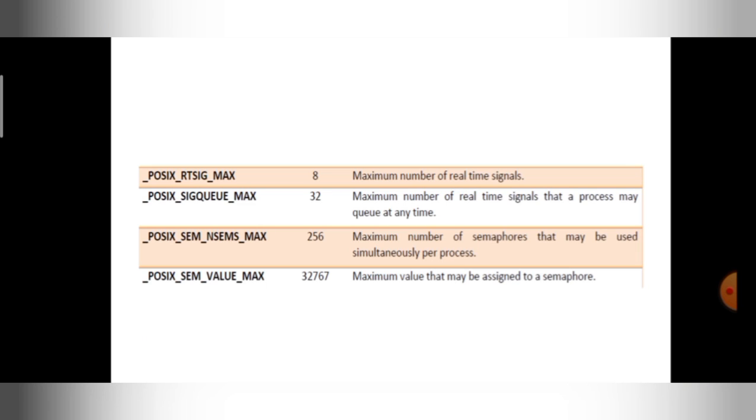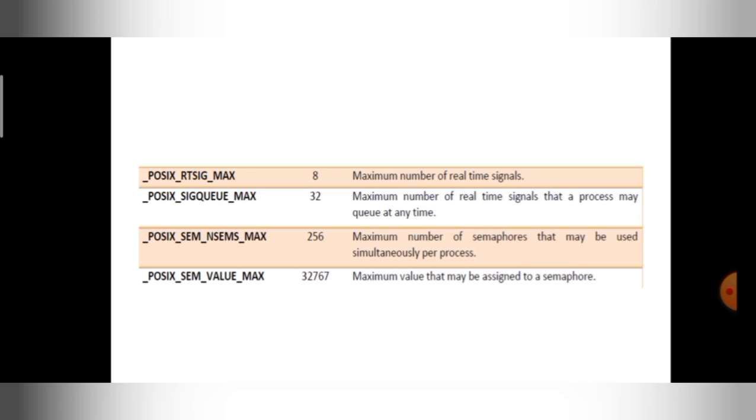Next, POSIX RTSIG_MAX. That is the maximum number of real time signals. A process can send signals, right? So what is the minimum value? 8. It is going to tell about how many real time signals can be sent by a process. So what is the minimum value? 8.